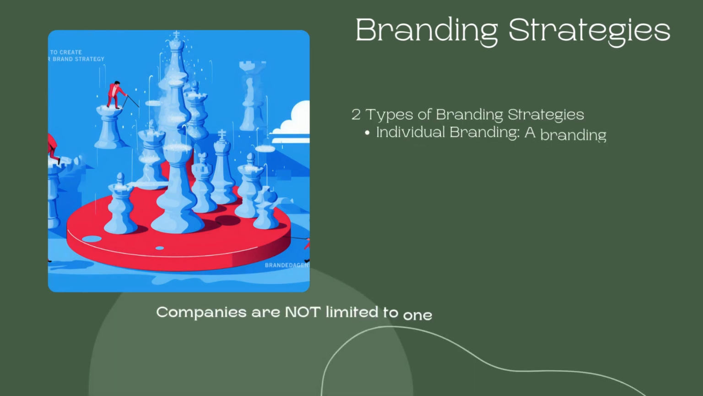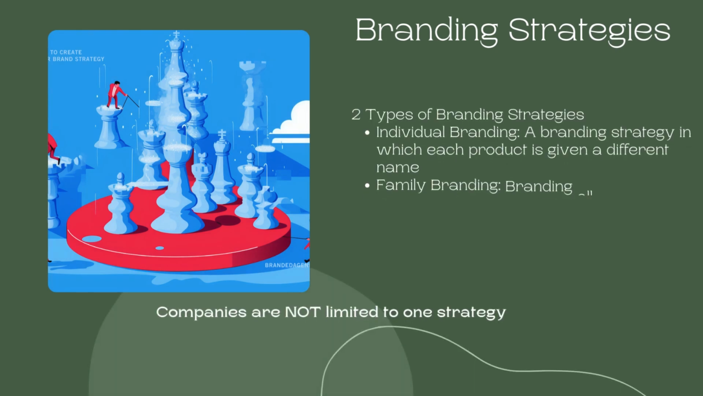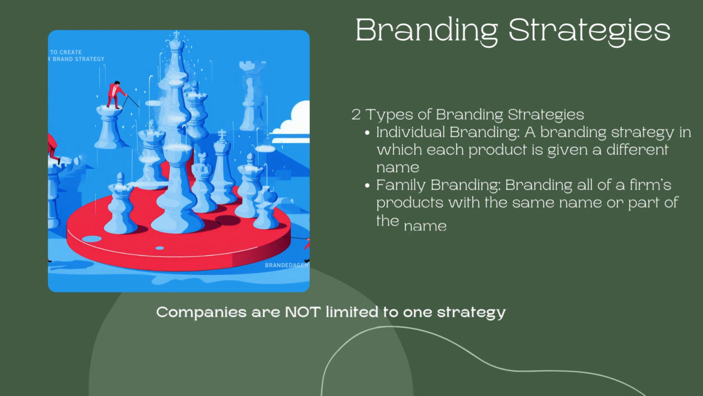Now you have your branding strategies. A company may choose either individual or family branding for products. Individual branding is a branding strategy in which each product is given a different name. Family branding is branding all of a firm's products with the same name or part of the name.